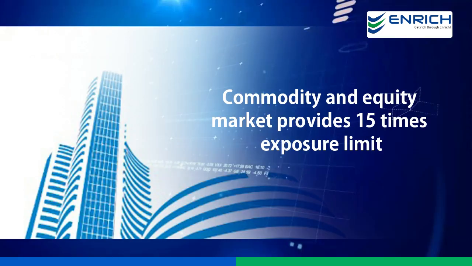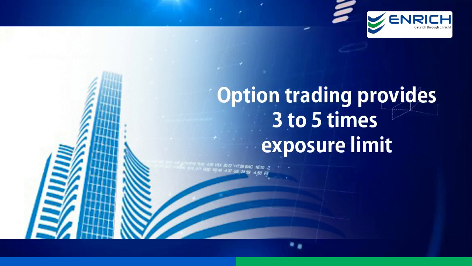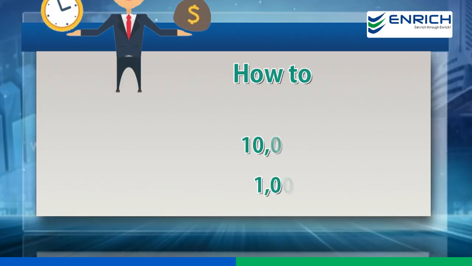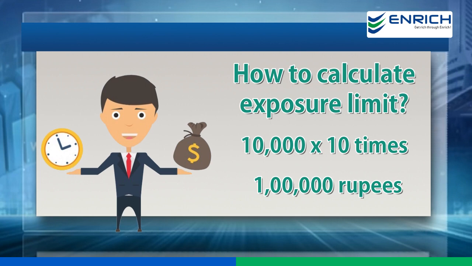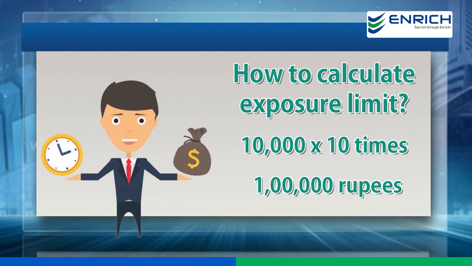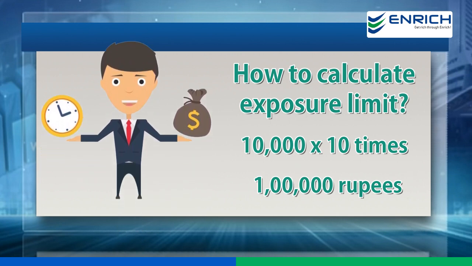Commodity and equity market provides 15 times exposure limit. Option trading provides only 3 to 5 times exposure limit. So limit varies in each segment. You need to trade based on these limits. Now, how do we calculate the exposure limit? Now, for instance, I have invested 10,000 rupees and the broker gives me 10 times exposure limit, which is 10,000 into 10 times. So now you can purchase shares or stocks for up to 1 lakh rupees.